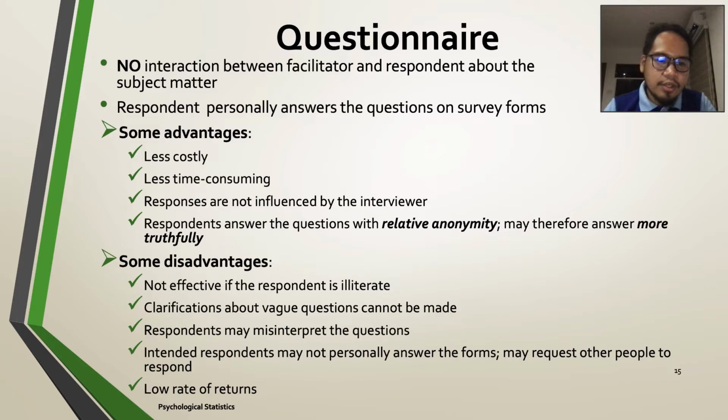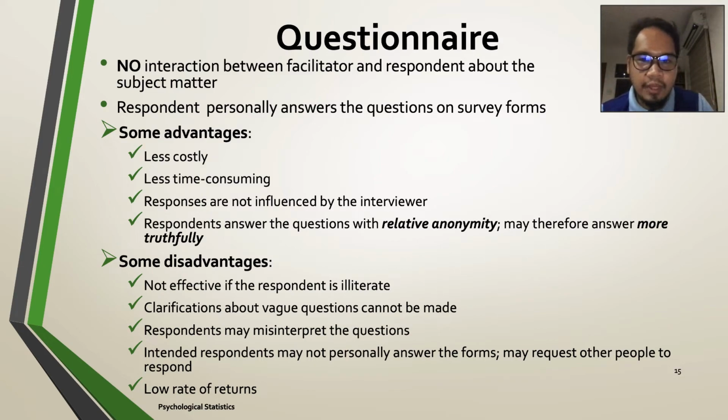Some disadvantages: it is not effective if your participant is illiterate. Say they don't understand, their comprehension skills are quite low, which is quite a problem now in the Philippines. So that's not a good way. Since they don't understand, they may just scribble it in. Okay, I'll just check this. So those random checkings, if they don't understand the question, may affect the results of your study.